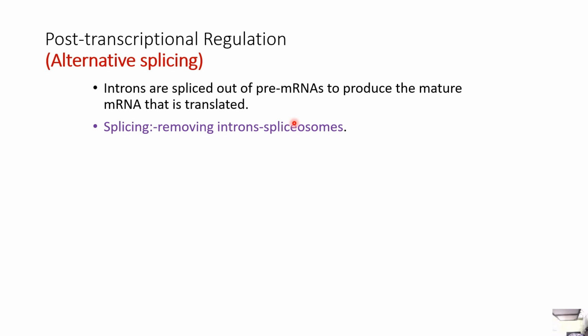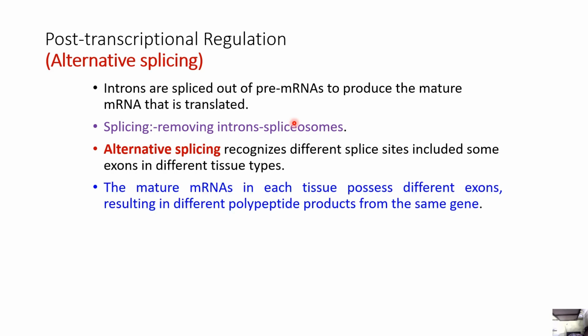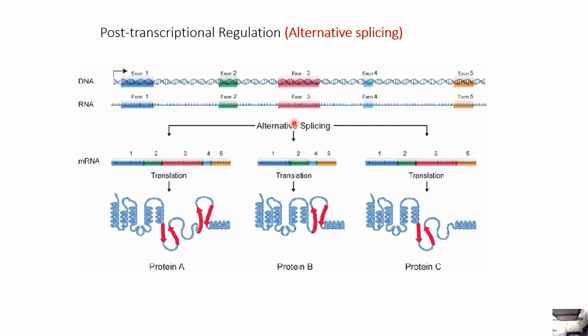In post-transcriptional regulation, introns are spliced out of pre-mRNAs to produce the mature mRNA that is translated. Splicing removes introns using spliceosomes. RNA splicing recognizes different splice sites, including some exons in different tissue types, and the mature mRNAs in each tissue possess different exons, resulting in different polypeptide products from the same gene. RNA splicing makes it possible for a single gene to encode several polypeptides, and this mechanism generates protein diversity. So, post-transcriptional regulation is alternative splicing.